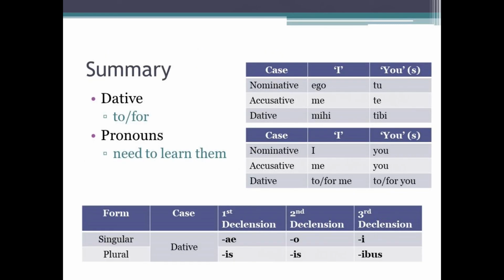We've now covered stage 9 of the Cambridge Latin course, so let's summarise. We've met the dative, which translates into English meaning to or for. And we've also met the pronouns I and you singular. I'll leave this slide up for a few seconds and feel free to pause the video to reaffirm your knowledge of the endings and the pronouns.